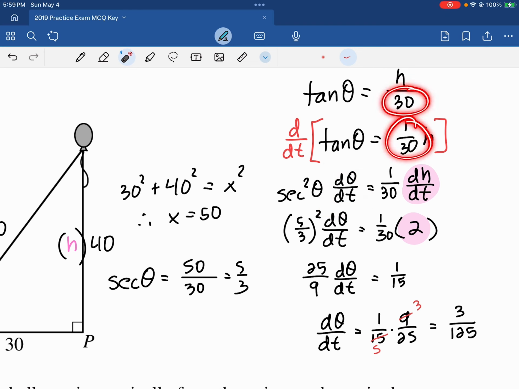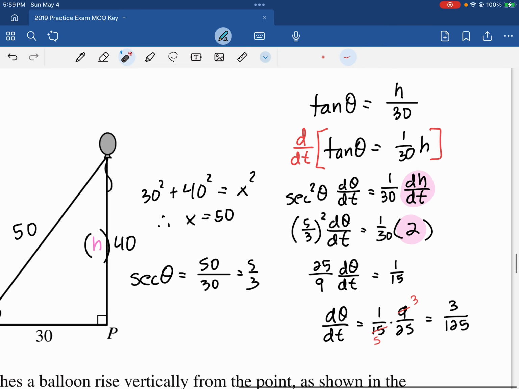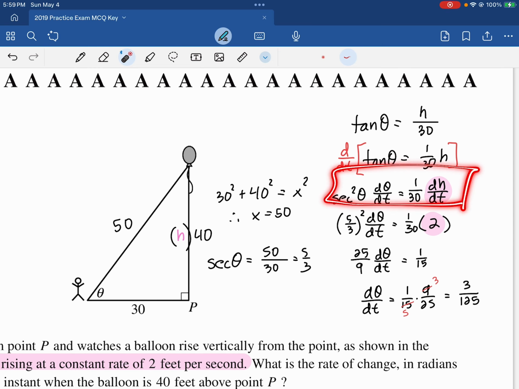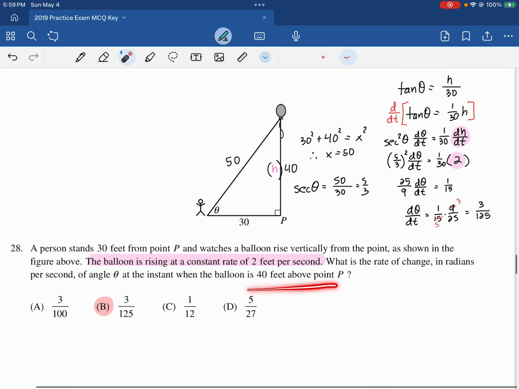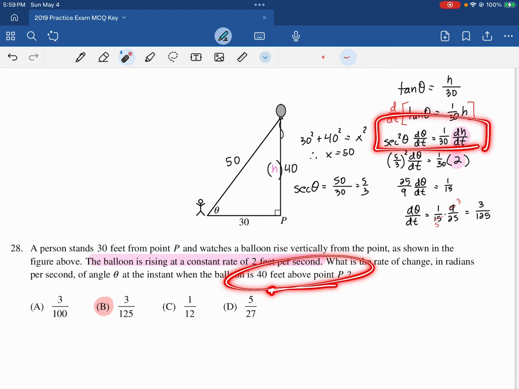Dividing by 30, I wrote as 1/30th, and the derivative of h with respect to t is dh dt. Here's where I kind of stared at this one, and I was like, okay, I need the height to be 40. And here there's nowhere to plug in h. I do know dh dt is going to be 2, so I was pretty confident about pairing those together. But there's nowhere to plug in the height.